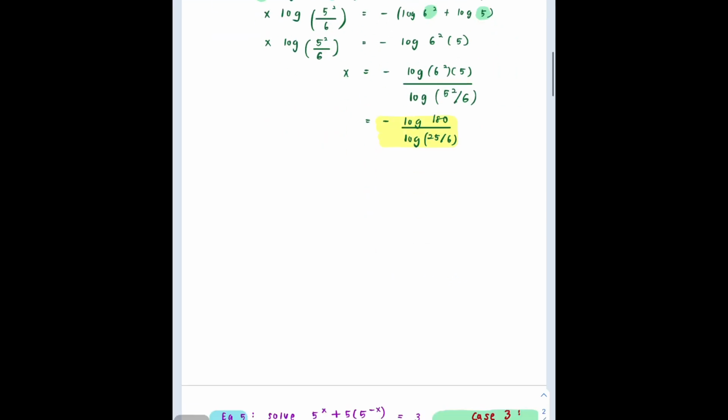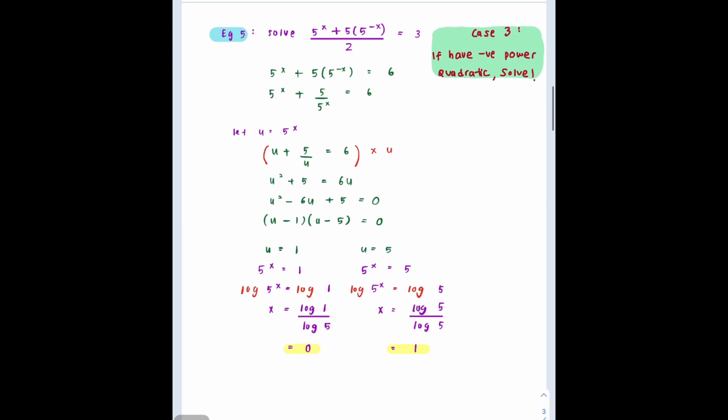Okay, then this is the last pattern or the last case, where if you have the negative power, you can form the quadratic pattern and solve. So for an example of this case, look at this question. Solve 5 power x plus 5 times 5 power of negative x over by 2 equal to 3. To avoid dealing with the fraction, you can bring 2 to the other side, so the right side becomes 6.